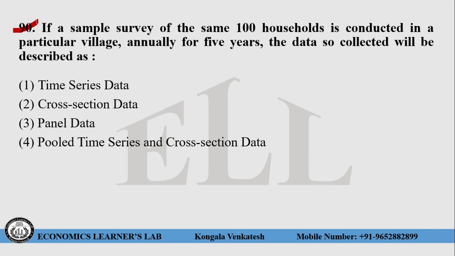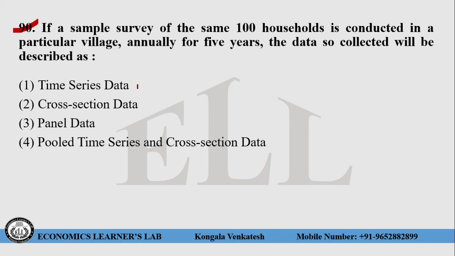Okay, time up. Let us see. If a sample survey of the same 100 households is conducted in a particular village annually for 5 years, the data so collected will be described as: choice number 1, time series data, choice number 2, cross section data, choice number 3, panel data, choice number 4, pooled time series and cross section data.